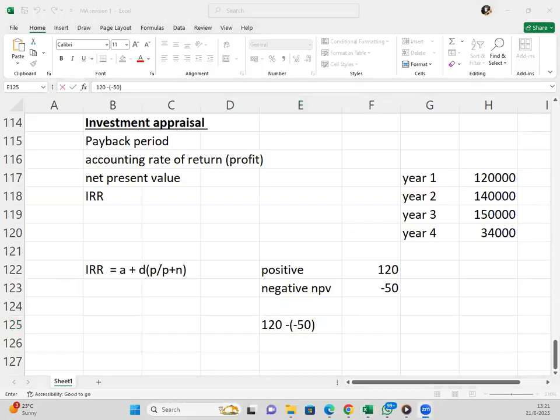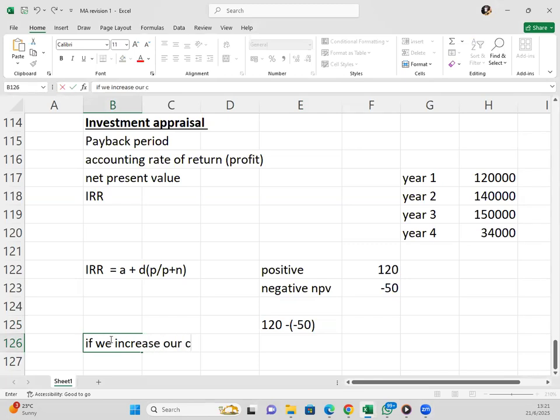If we increase our cost of capital or interest rate, the NPV falls. So increasing the cost of capital actually reduces the net present value.